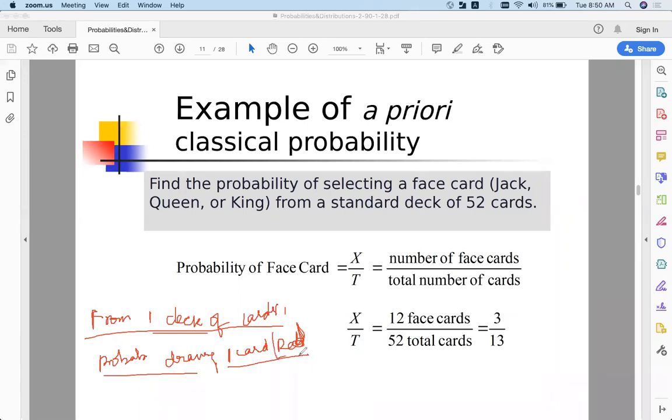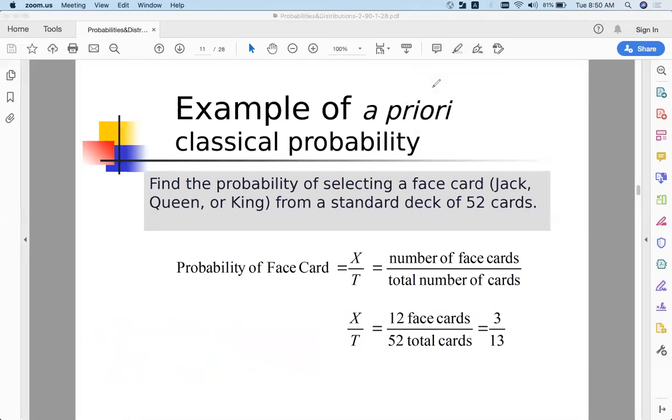1 by 2. 1 by 26. 26 by 52. 1 by 2. Okay, I think I heard one wrong answer. So the answer is 26 by 52, which is equal to 1 by 2.